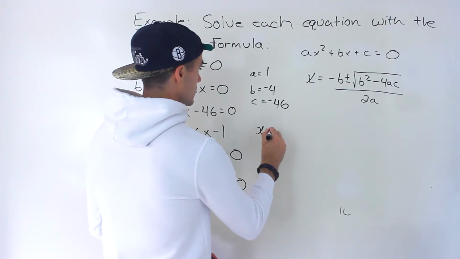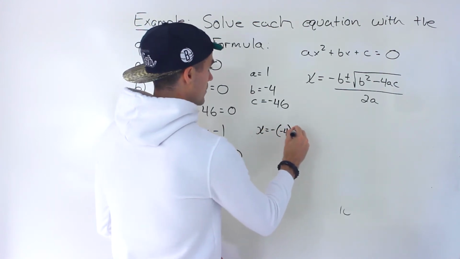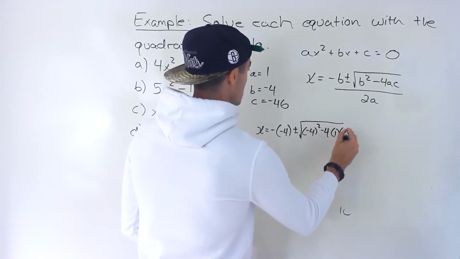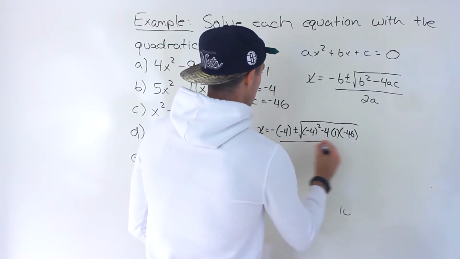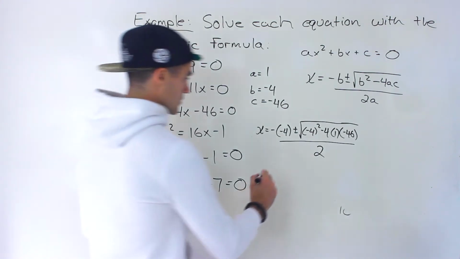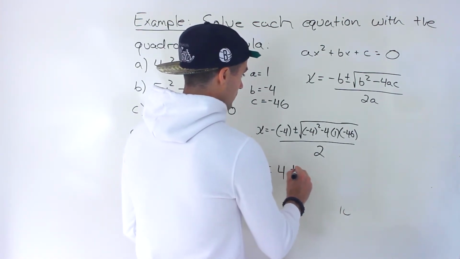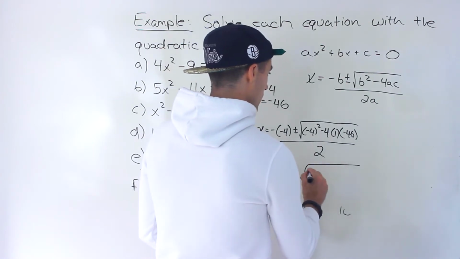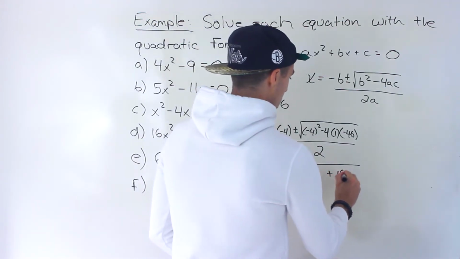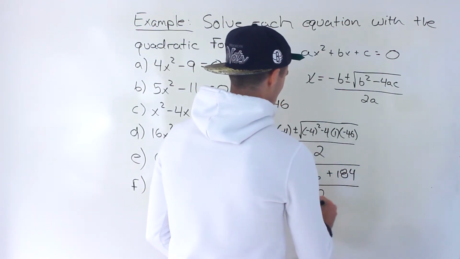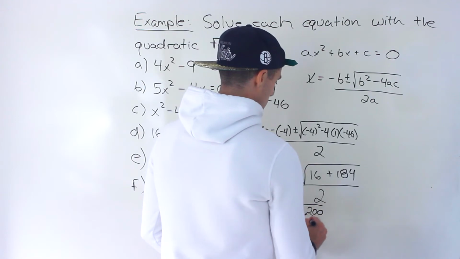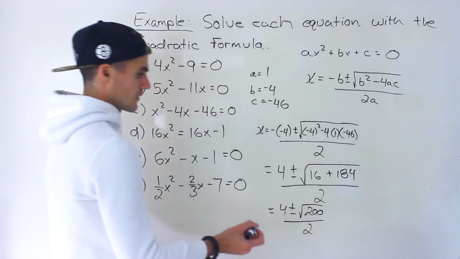So we'd end up with x equaling negative 4 plus or minus negative 4 squared minus 4 times the a value of 1 times the c value negative 46. And that's going to be all over 2 times 1, which is just 2. So over here we'll have 4 plus or minus the square root of 16, and then negative 4 times 1 times negative 46 would give us positive 184, and that's going to be all over 2. So this would be 4 plus or minus root 200 over 2.